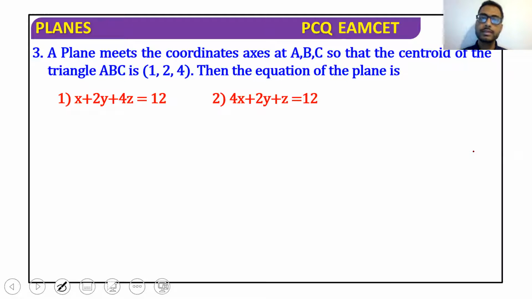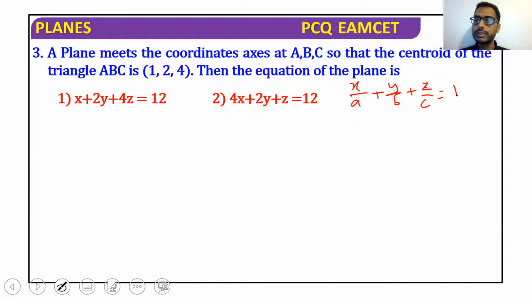A plane meets the coordinate axis at ABC so that the centroid of the triangle ABC is 1, 2, 4. Then equation of the plane is question mark. Okay, so now what is given over here? That the plane meets coordinate axis at ABC. So it will have x-intercept, y-intercept and z-intercept. Let x-intercept be A, y-intercept be B, z-intercept be C. So I can use my formula x by A plus y by B plus z by C is equal to 1.